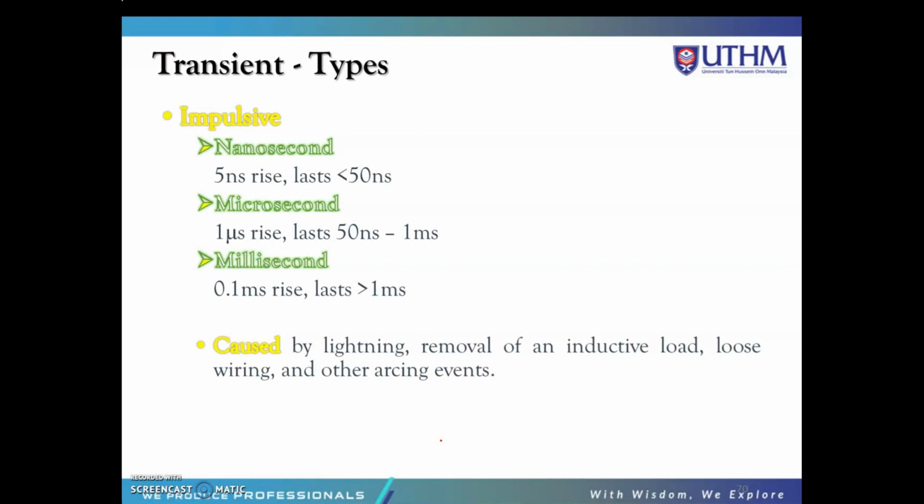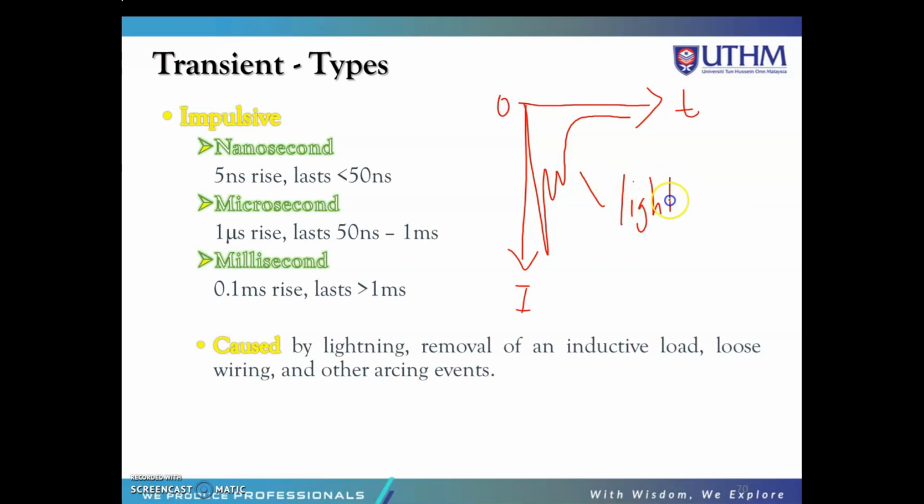Okay, so basically lightning happens. For example, the waveform is like this. We have T, we have R here, for example. So this is the lightning event. This is the current waveform if a lightning event occurs, which is indicated as an impulsive transient.